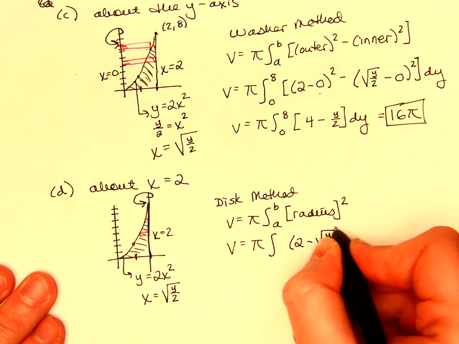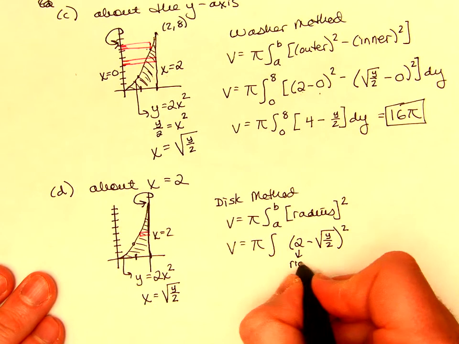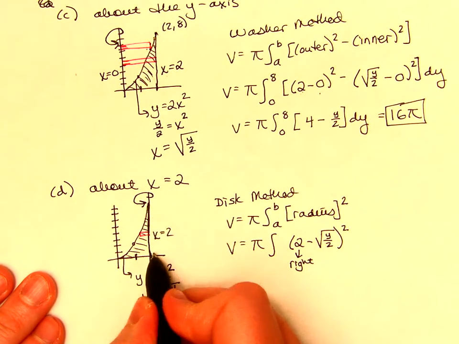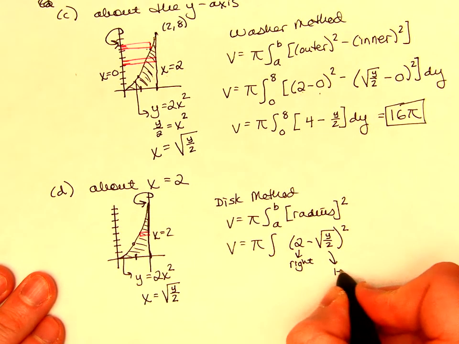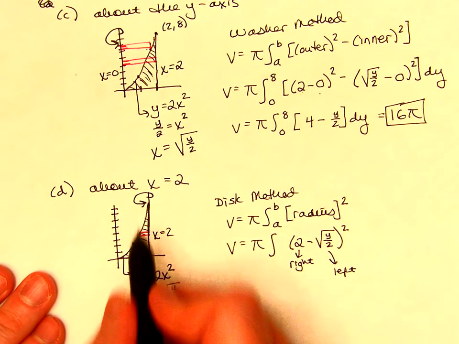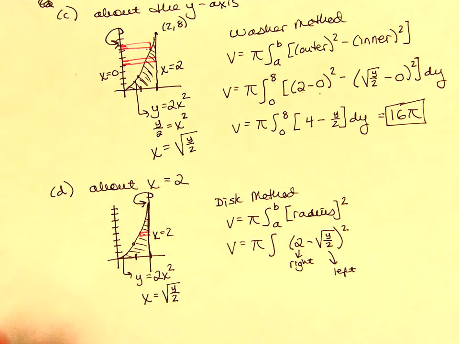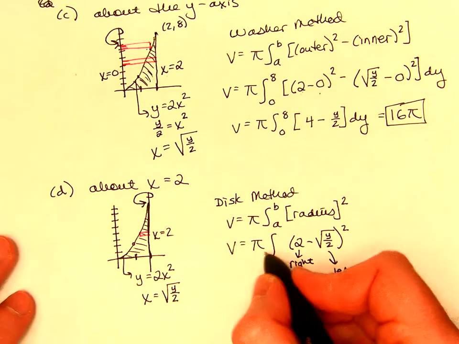And that's my radius. What's on the right of your representative rectangle? The function x equals 2. What's on the left of your representative rectangle? The function x equals square root of y over 2. I'm still integrating over the y value, so you're going to go from 0 to 8.